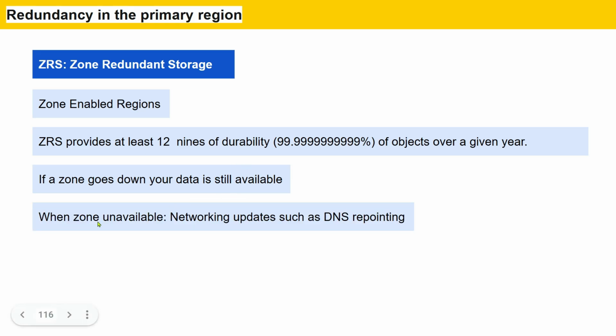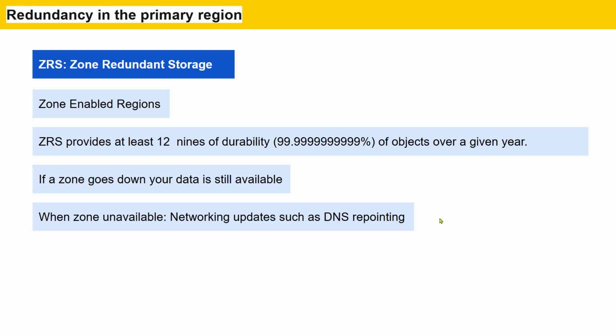You getting it? So what happens when a zone is unavailable? You know these zones are interconnected with optical fibers. So if one zone goes down, because of a flood or a power short circuit or something else going wrong, what happens during that time? A networking update would happen. Now your application was using your primary zone. All of a sudden something went wrong. Automatically there will be networking updates, such as DNS repointing. Your domain naming service is repointed to another zone. So all this would happen.